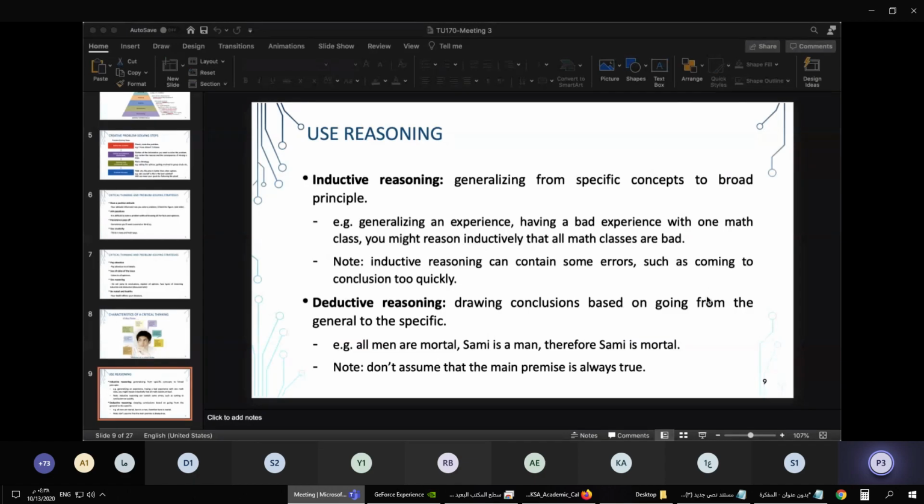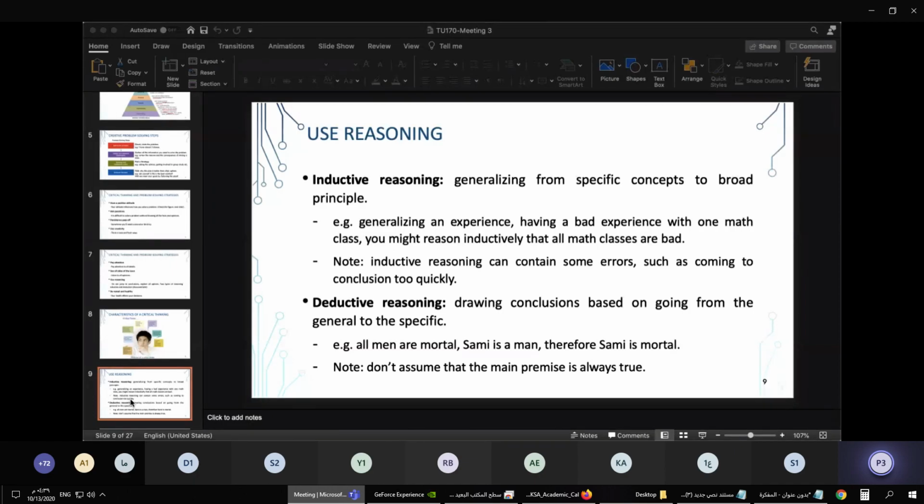The other type of reasoning, deductive reasoning, is drawing conclusions by going from the general to the specific. Here is an example: all men are mortal, Sami is a man, therefore Sami is mortal. So you can see there are some steps while generalizing or giving the final reason. Do not assume that the main premise is always true, because this is a suggested solution. So can anyone give an example of inductive reasoning and deductive reasoning?